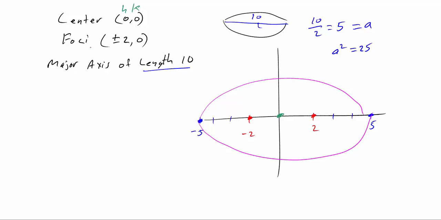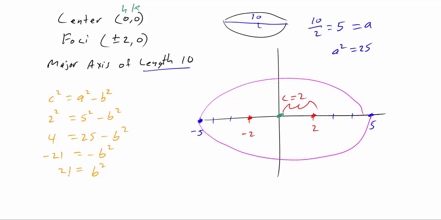We have our h and k, and because we know what the foci are, 2 and negative 2, then we know the distance from here to here is 2, and remember that is the value of c. So based on that, we can find the b value. We know that c squared is equal to a squared minus b squared. Just like we did in the previous example, then we would have 2 squared is equal to 5 squared minus b squared. Or simply we would have 4 equals 25 minus b squared. And if we subtract 25, 4 minus 25 would be a negative 21 equals a negative b squared. So that means a positive b squared is equal to a positive 21.